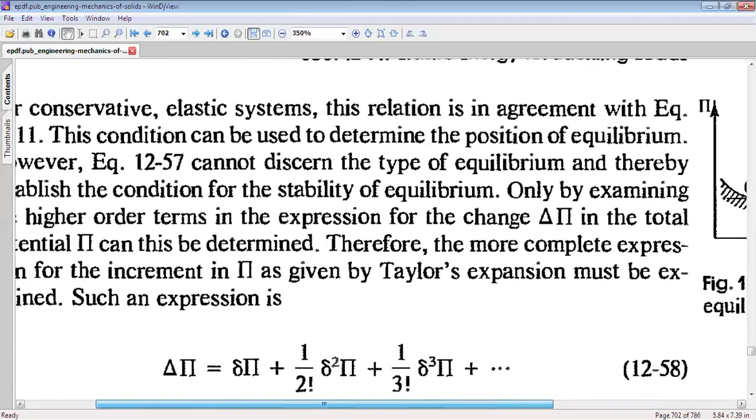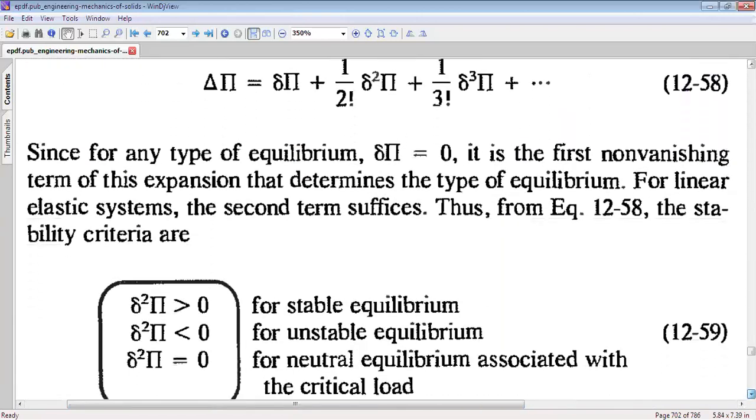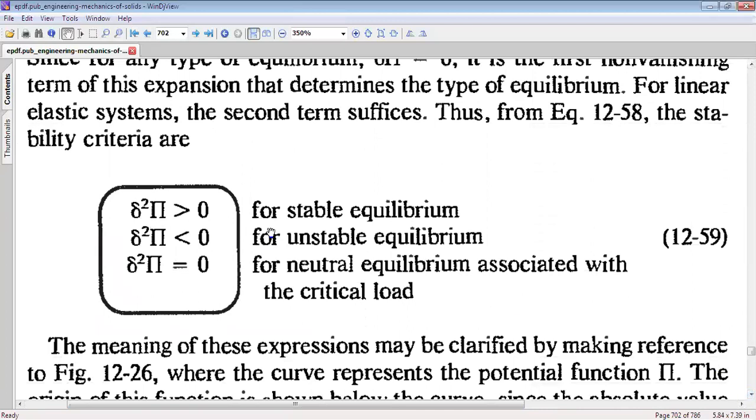And we can see now that for stable equilibrium, second derivative of this total potential should be greater than 0. Or in other words, delta square pi has to be greater than 0 for stable equilibrium. Delta square pi is less than or equal to 0 for unstable equilibrium. And delta square pi is equal to 0 for neutral equilibrium associated with the critical load.